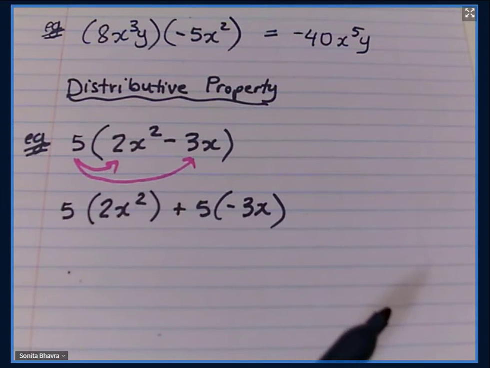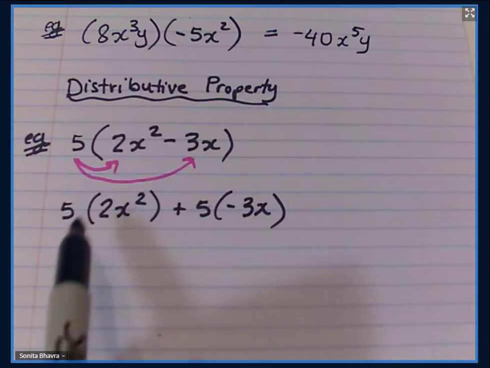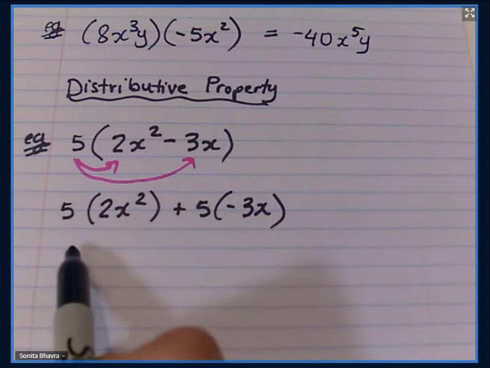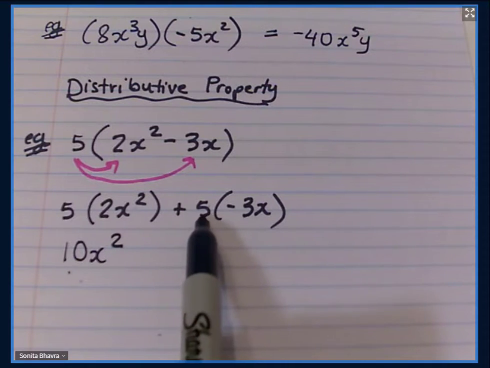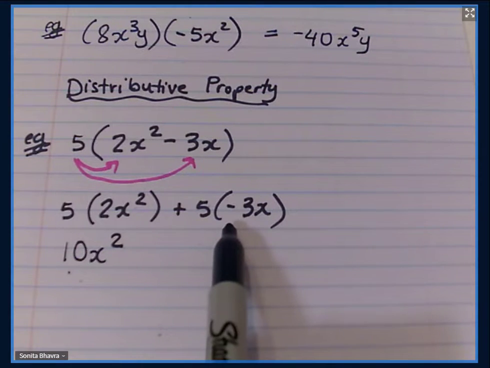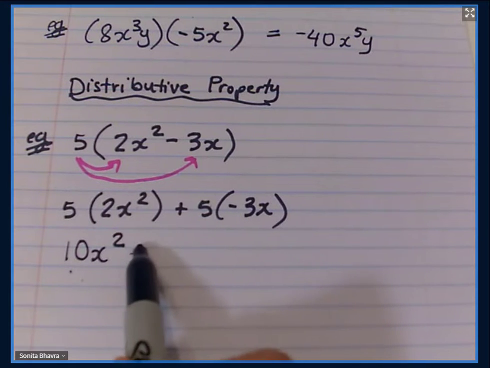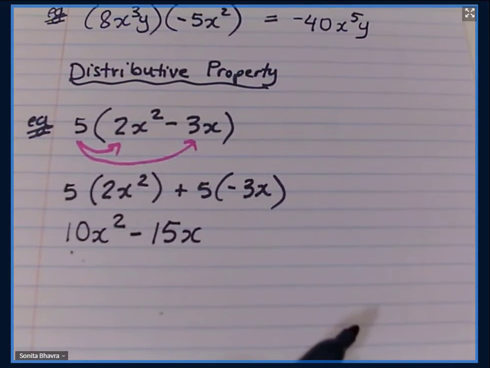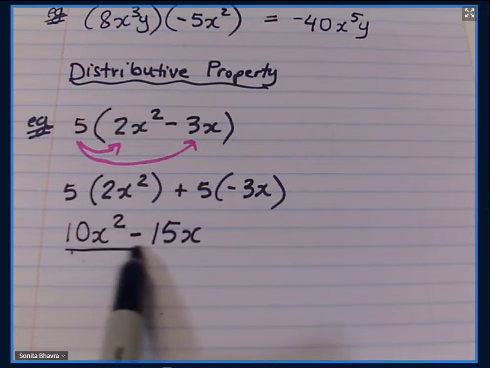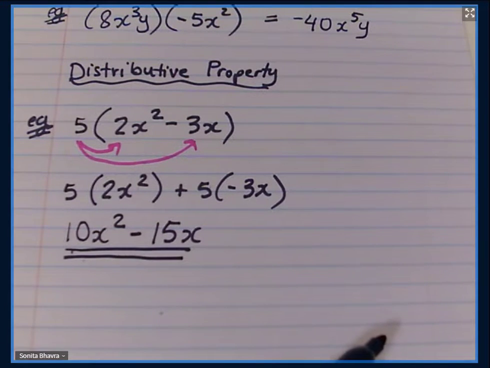All right, and then we can just multiply that out. So 5 times 2x squared gives me 10x squared. And then 5 times negative 3x is negative 15x. All right, and that would be the answer there.